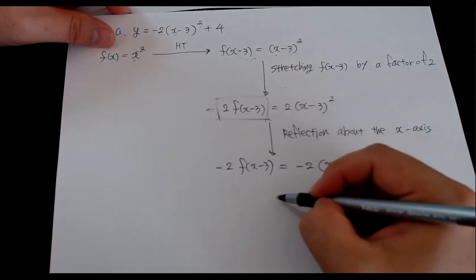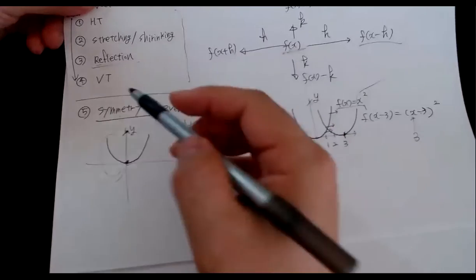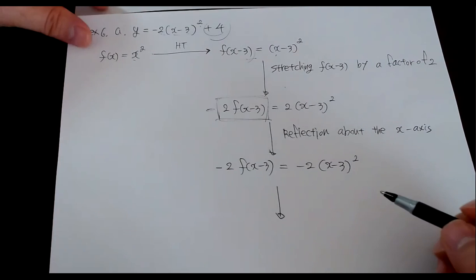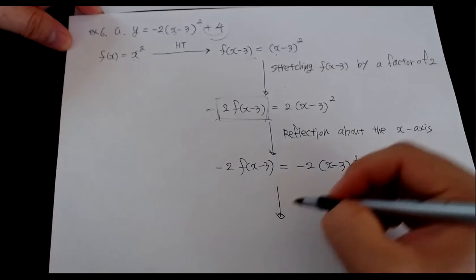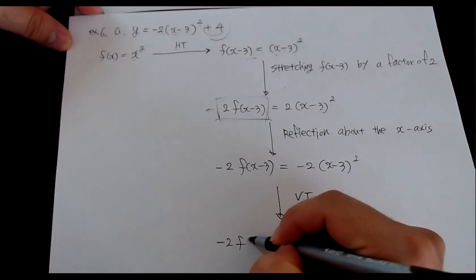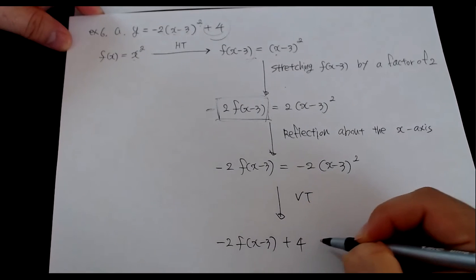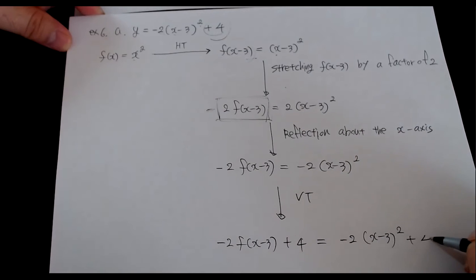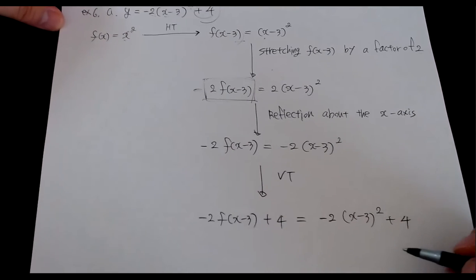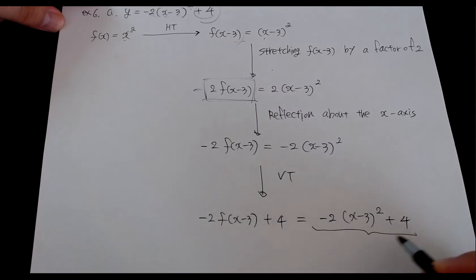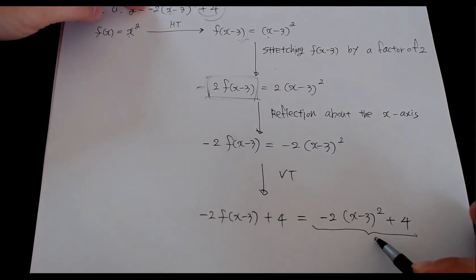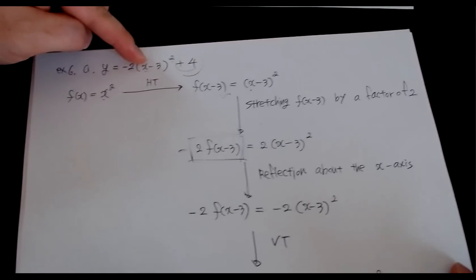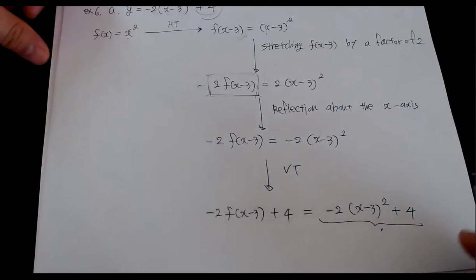And now, you see that? Now what is this? Vertical translation. Through the vertical translation, we get plus 4, right? So negative 2 times f of x minus 3 plus 4 is equal to negative 2 times x minus 3 squared plus 4. Okay. So actually this is y, the equation of the function for the problem. So finally we express that function in terms of f of x.